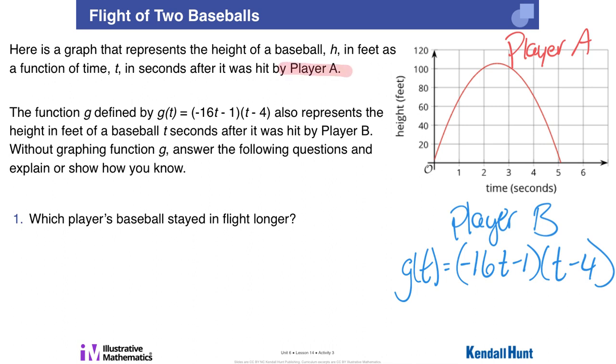In our next activity, we see the flight of 2 baseballs. The first one is from player A, and they're giving you a graph of that one right there.